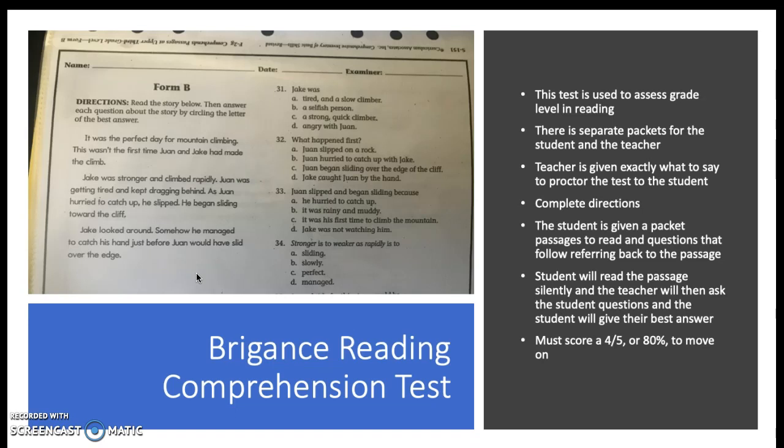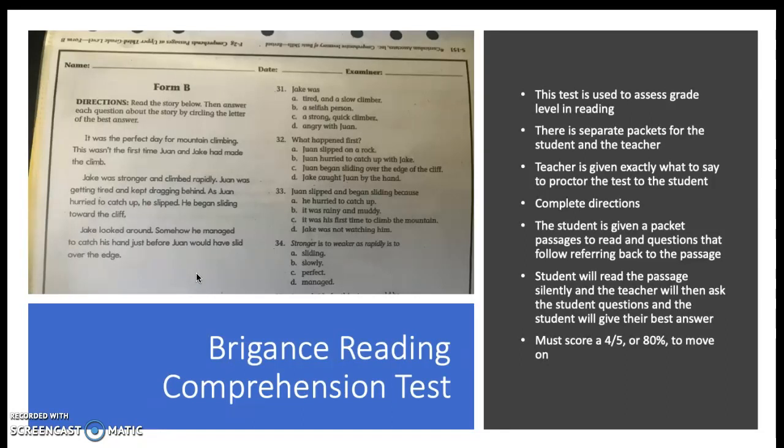The Brigance Reading Comprehension Test. This test is used to assess grade level in reading. There is a separate packet for the student and another one for the teacher. The teacher is given exactly what to say to proctor the test to the students. It comes with complete directions on what to say and what to do. The student is given a packet with passages to read and questions that follow referring back to that passage.